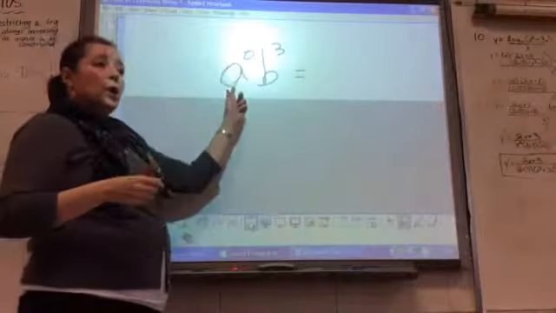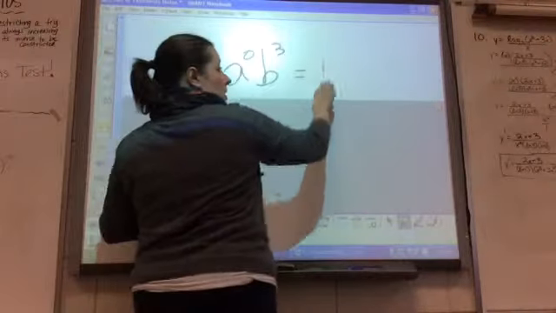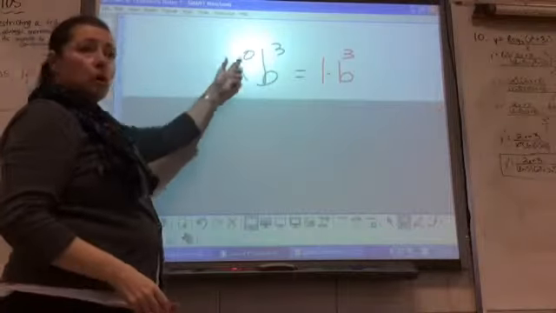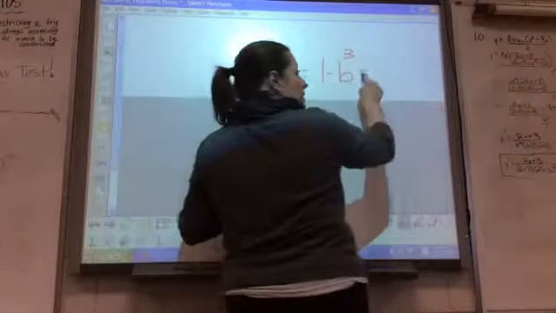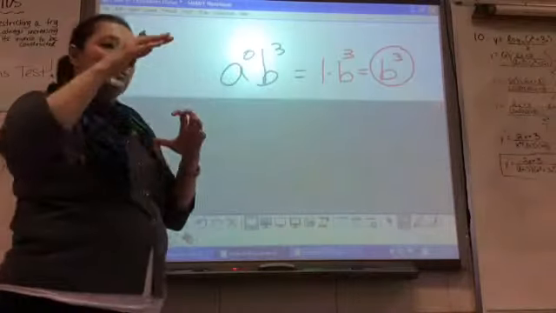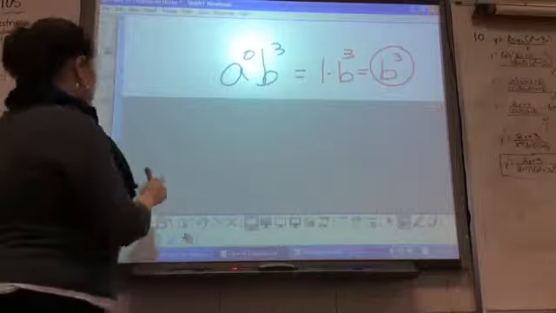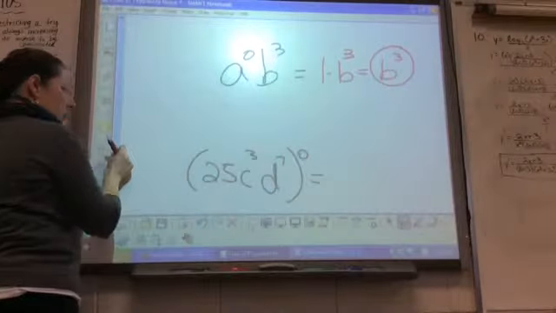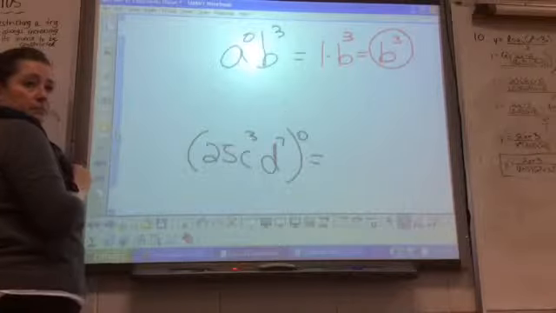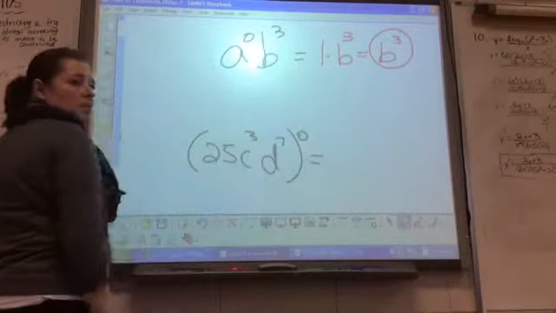So, in this problem, this will be like having 1 times b to the third, technically, y'all. This becomes 1 times this, so just b to the third, of course. So anytime you see something to the 0, take that out and say times 1 there. All right? Take a look at this one. What would you say to that? 1. Final answer 1. Everything is to the 0.